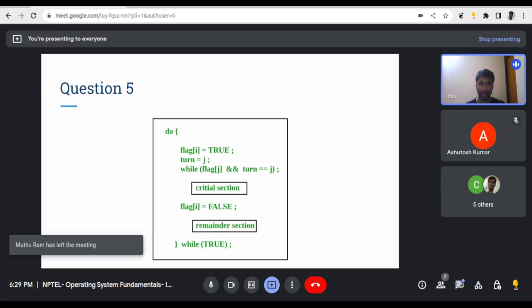And coming to the bounded wait problem, since there are only two processes, it is obviously satisfied that if one process is coming out of the critical section, the other process will always get entry into the critical section. So all the three conditions are actually satisfied by the Peterson solution. Okay.